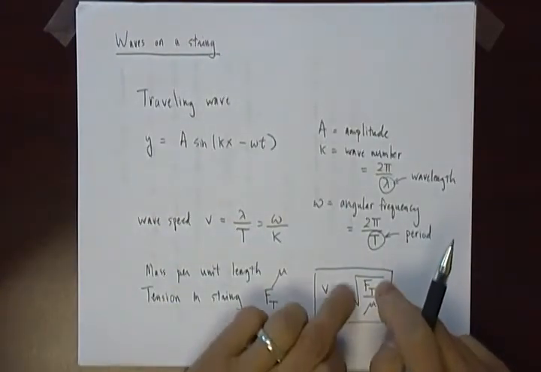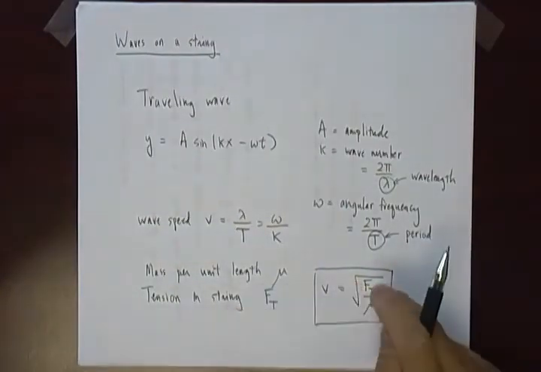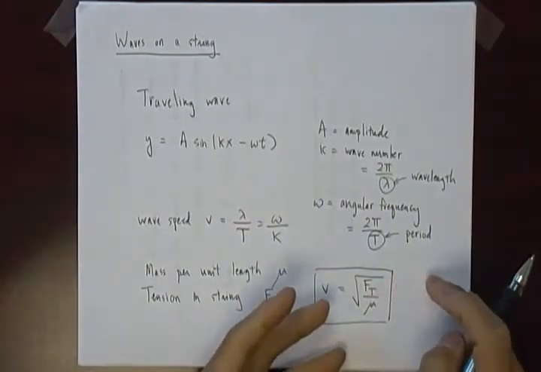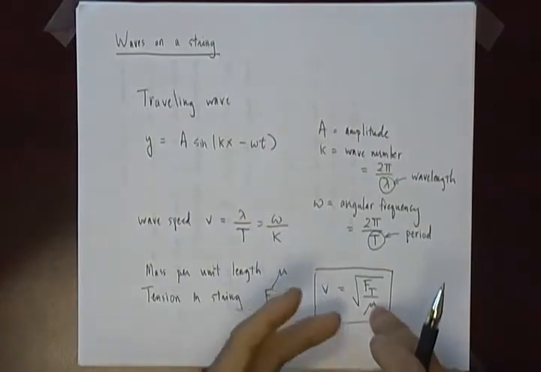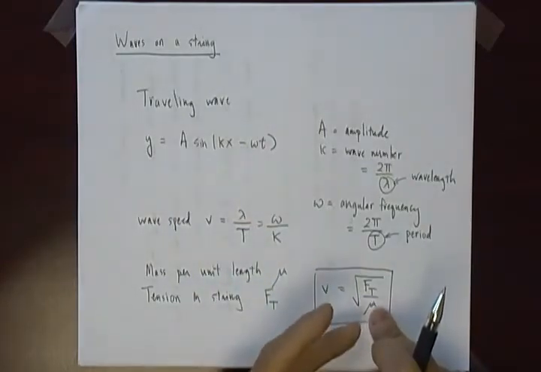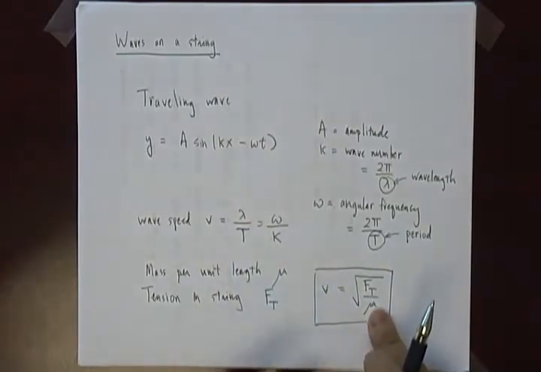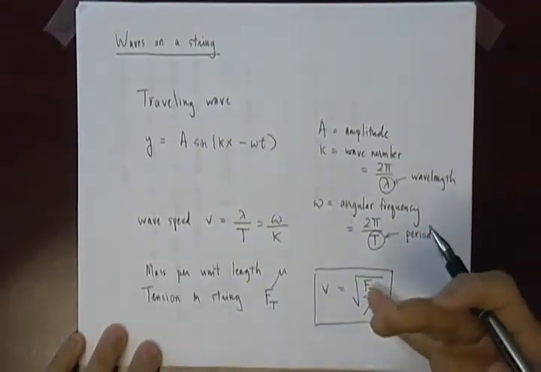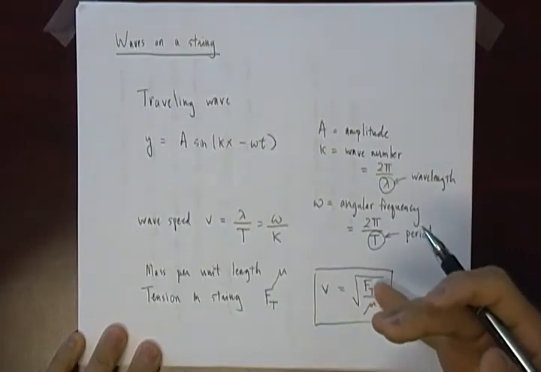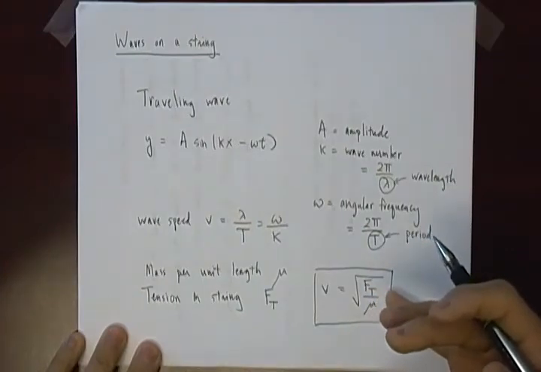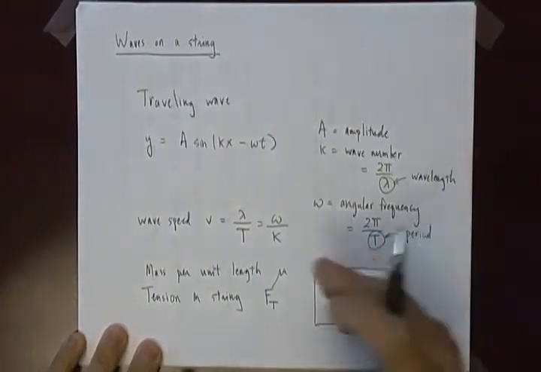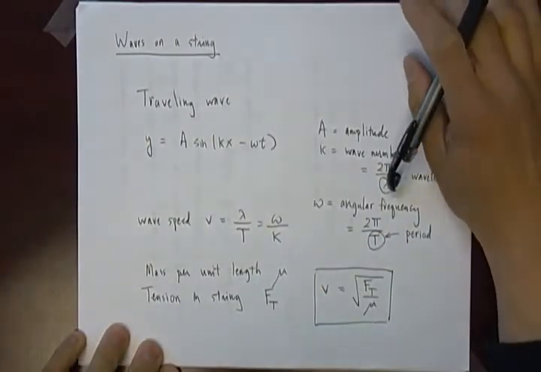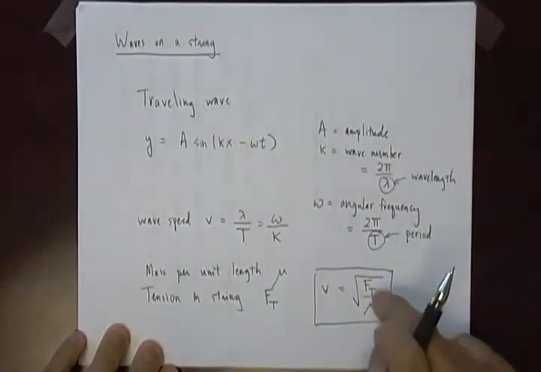The tension has units of newtons, which happens to be kilograms meters per second squared. If you divide it by the mass per unit length, which is kilograms per meter, the kilograms drop out, and you end up with meters squared per second squared. If you take the square root of that, the units will work out. You get a speed, which has units of meters per second. If you don't believe what I just said, just try it out yourself.